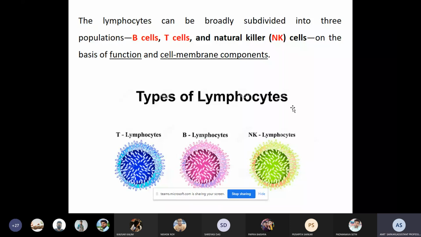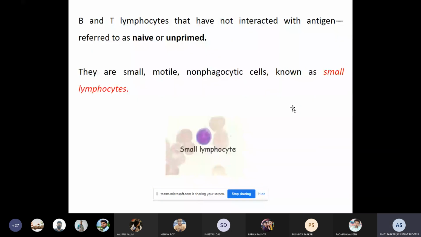Now, if we focus on the B lymphocytes, or B cells, or T lymphocytes, we will come to the NK cells later separately. B and T lymphocytes that have not interacted with the antigen yet are referred to as naive. So maybe you have heard about this term naive.